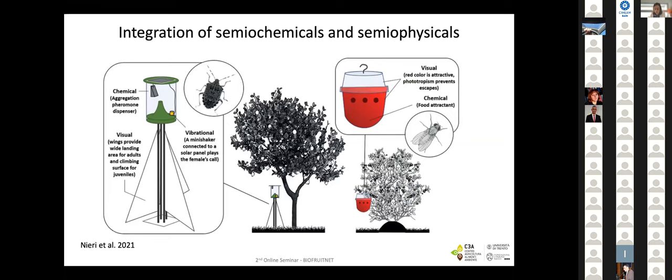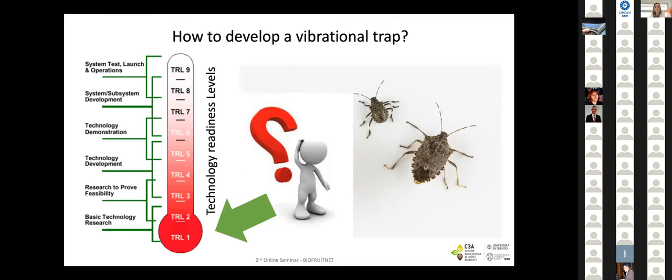So how can we use all this knowledge to develop pest management strategies? This picture, which Valerio already showed you, introduced the vibrational trap for stink bugs, where chemicals and vibrations are used together. But when we first thought about this, we had to start from level zero, even more than one, looking at the technology readiness levels, because we didn't know anything about the brown marmorated stink bug.